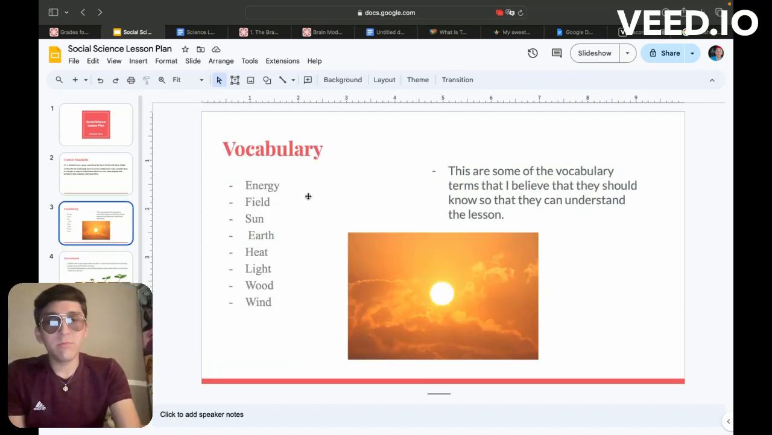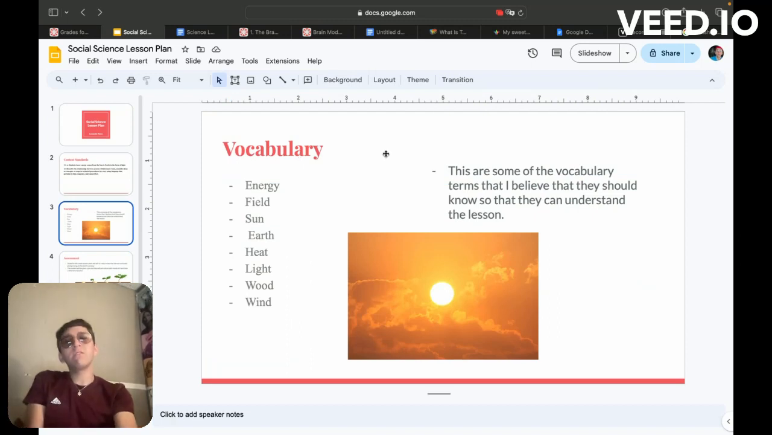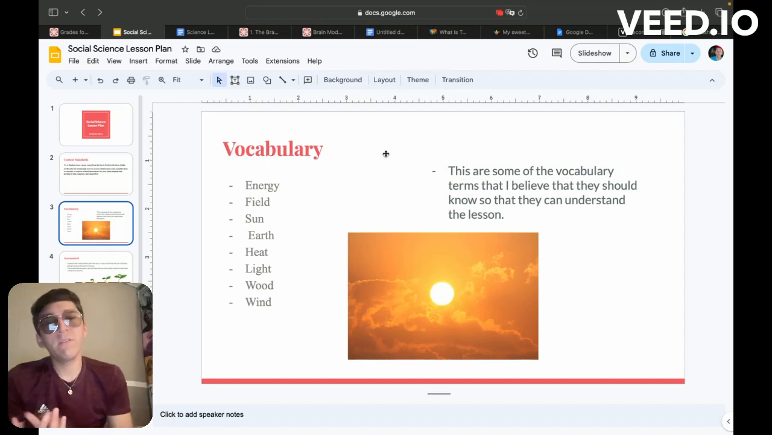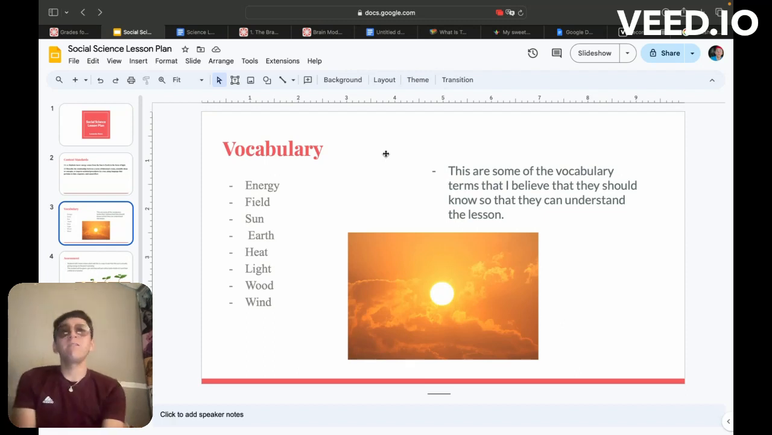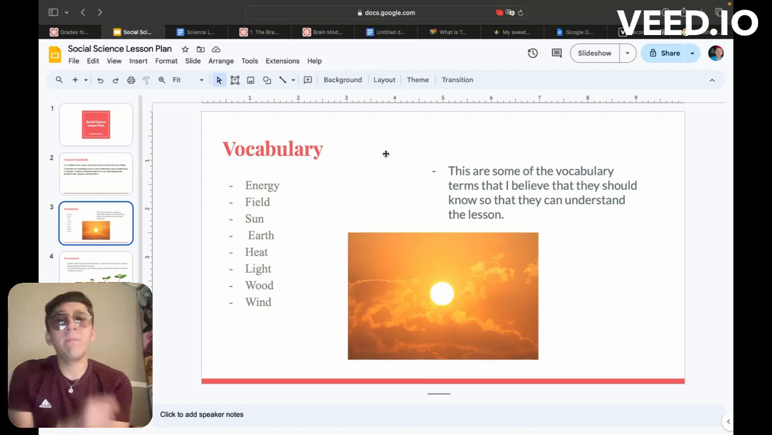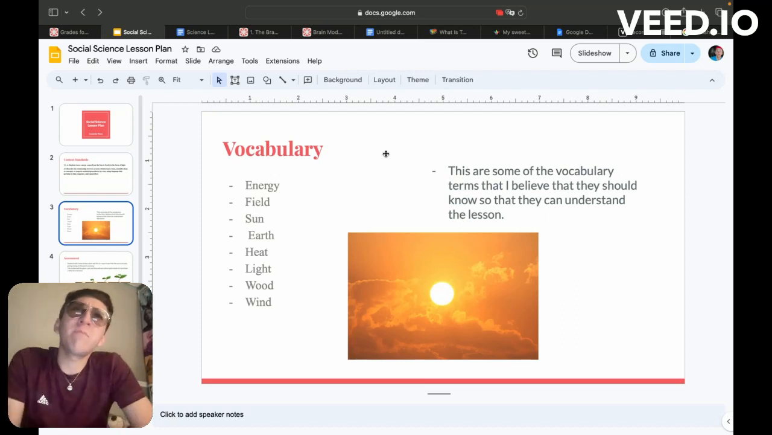Some of the vocabulary that I chose, which I think is related to the lesson, is energy, field, sun, earth, heat, light, wood, and wind. I think that these are some of the terms that my students should learn, so that they can have a better understanding of the lesson.